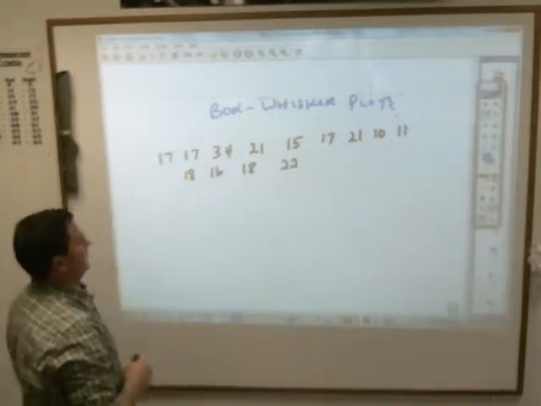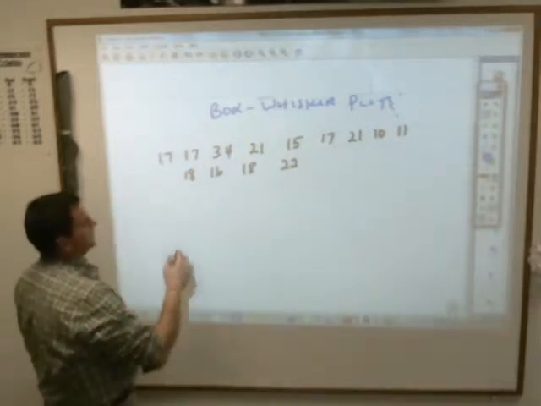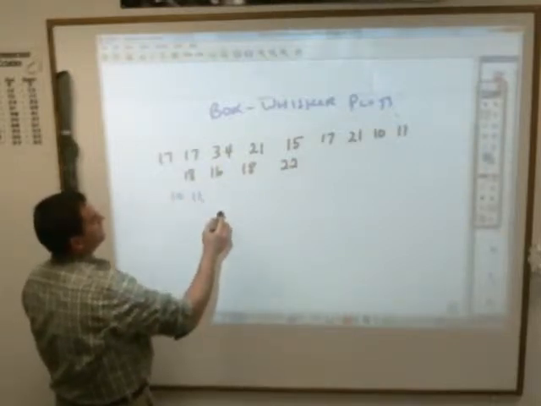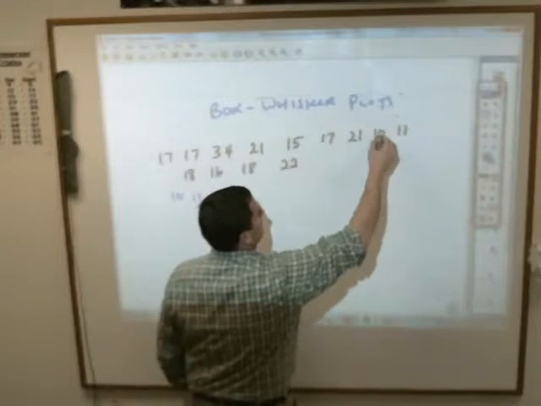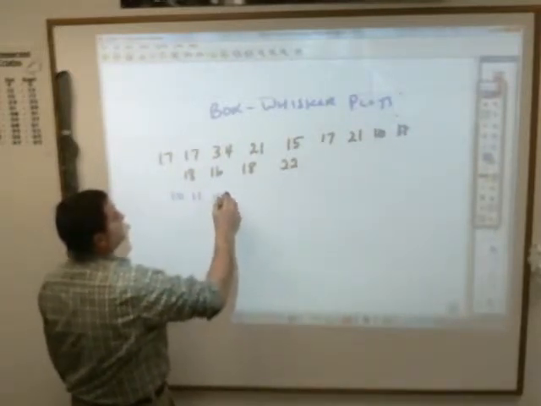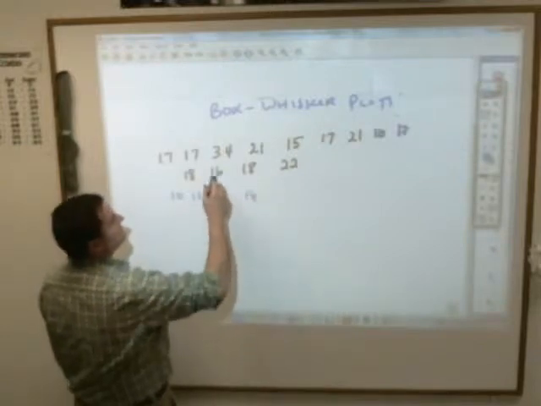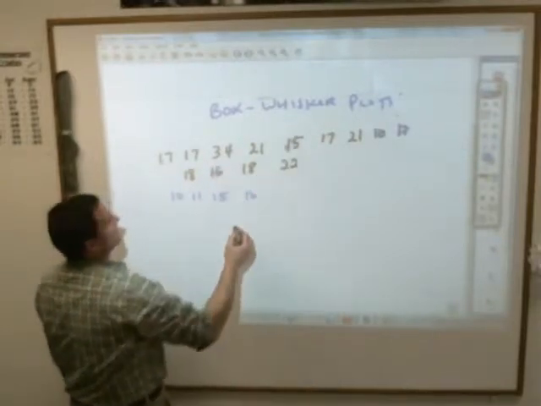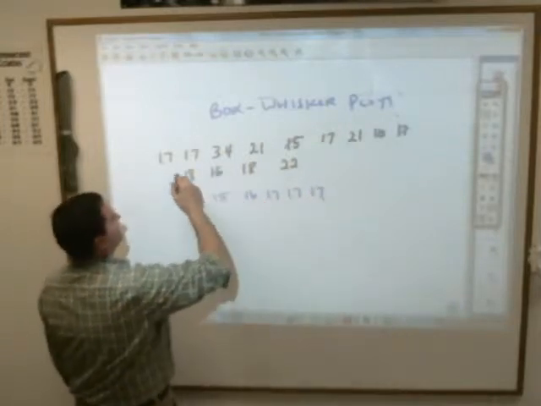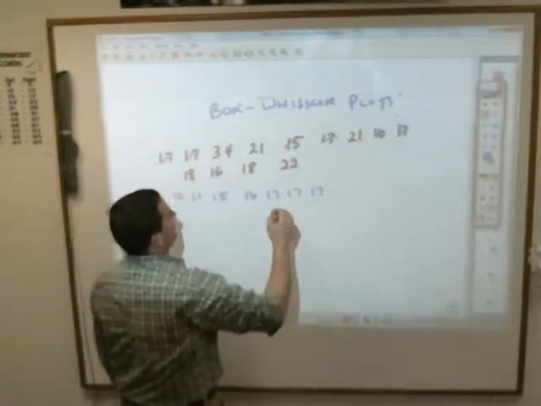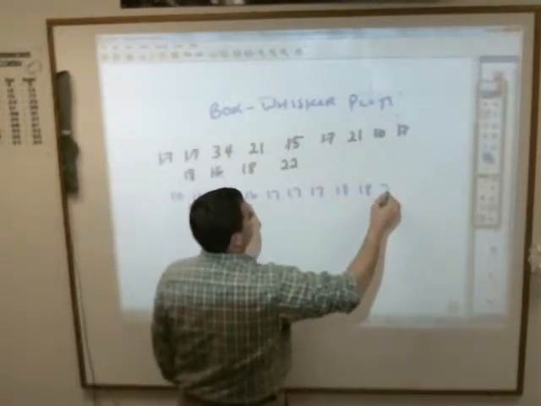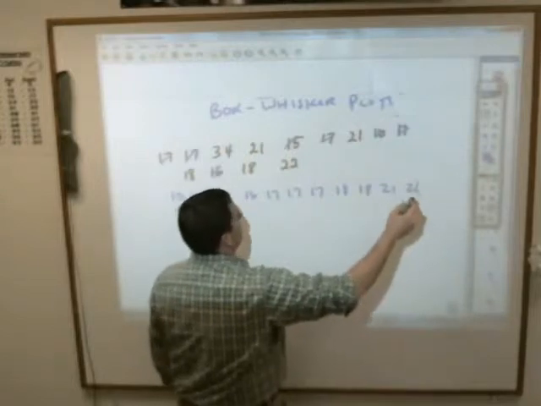Okay, and again, remember the first thing you're supposed to do is order from least to greatest, which I believe in this case was 10, 11, 15, 16, three 17s, two 18s, two 21s, and a 34.